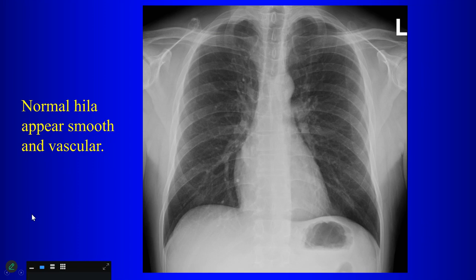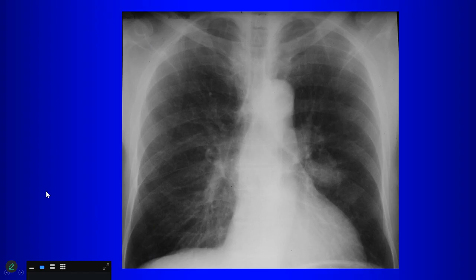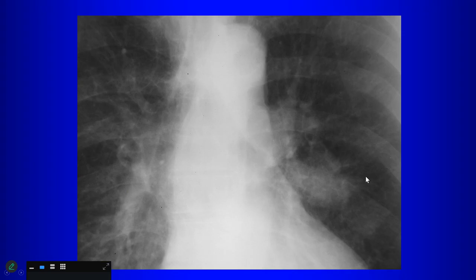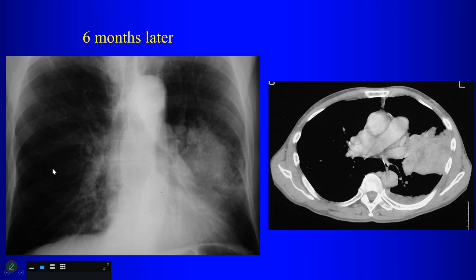The hila. The hila should be smooth and vascular. All right, so you should have very smooth hila. So you want to include that on your checklist, looking at the hila. What do we think of this? Left perihilar opacity. So there seems to be increased opacity here in the left perihilar region. Right? Six months later, big cancer, much bigger. Okay?